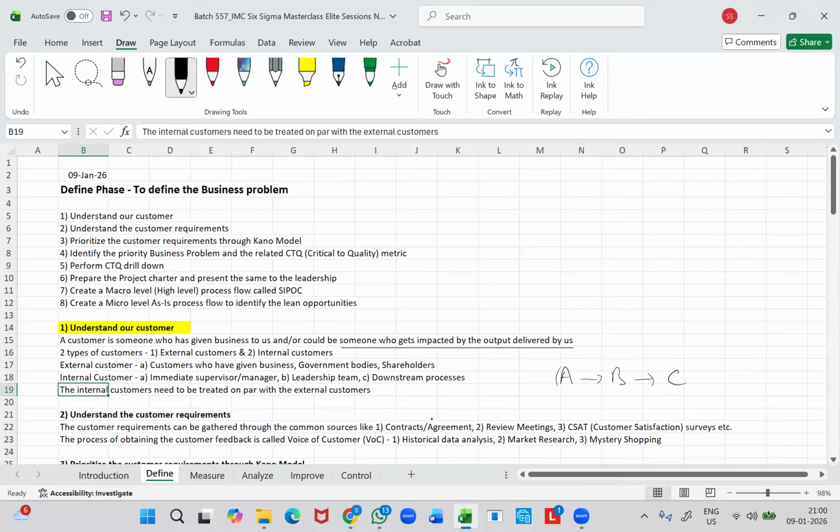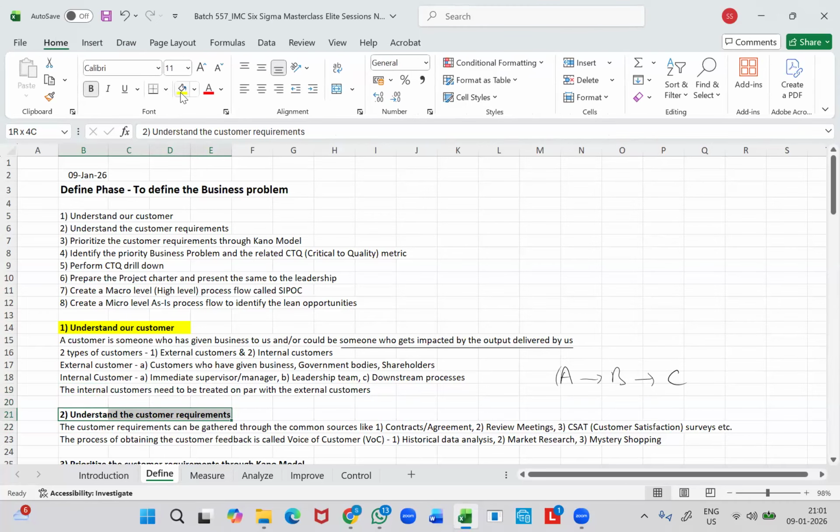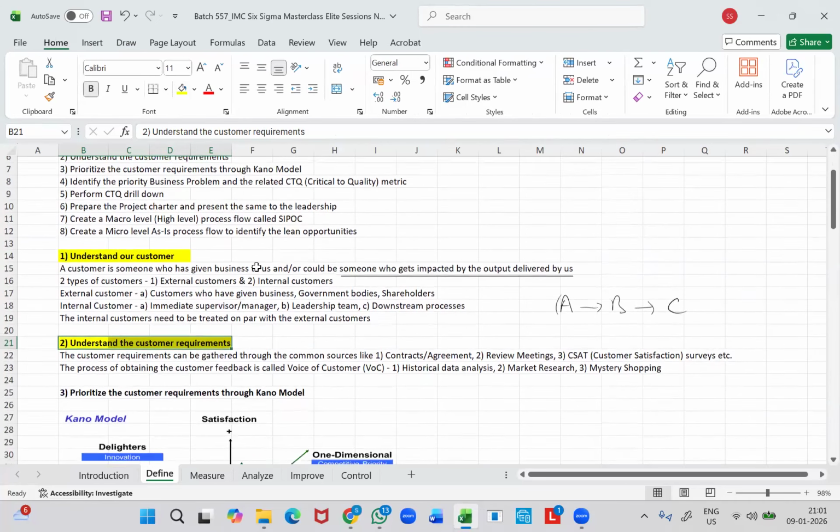The leadership team, the immediate supervisor or manager, and simply the downstream processors. All these people would definitely be looking at this with lots of interest and concern. So the stakeholder analysis would include all these entities. The main thing here is the internal customer group needs to be treated on par with the external customer group. So once we have understood our customers, who could be internal and external, the next step would be to understand the customer requirements, right?